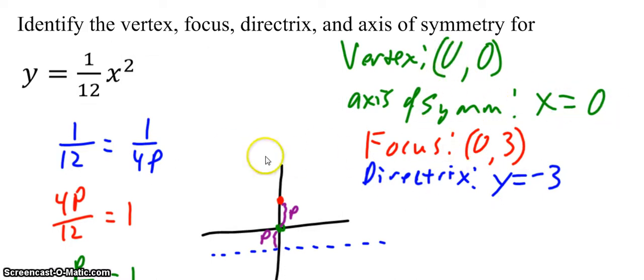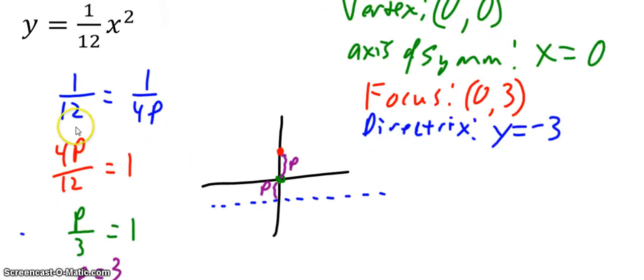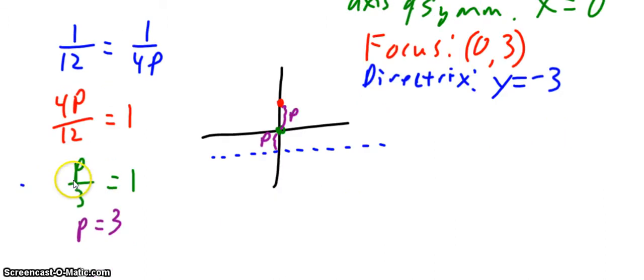How did I get the focus and directrix? Good, we're getting there. So I take my a value, 1/12, and I set it equal to 1/(4p), so I can find p. First I multiplied both sides by 4p. That made this side 1, and this became 4p/12. The 4 and the 12 reduced to p/3. Multiply both sides by 3, and I get p = 3.